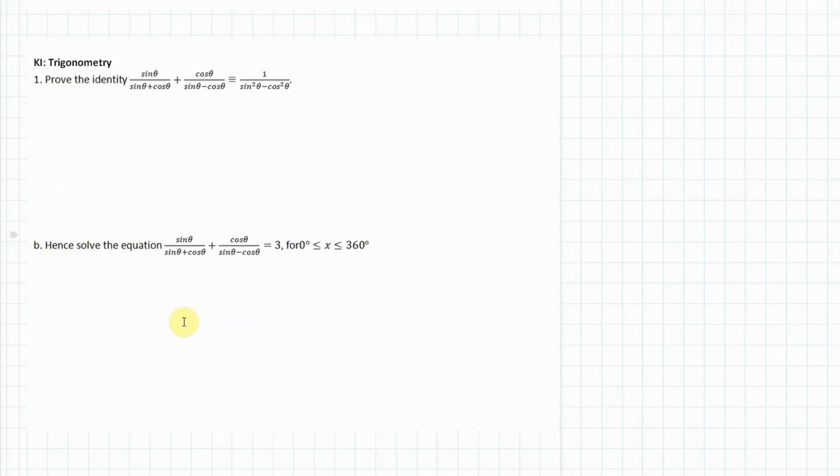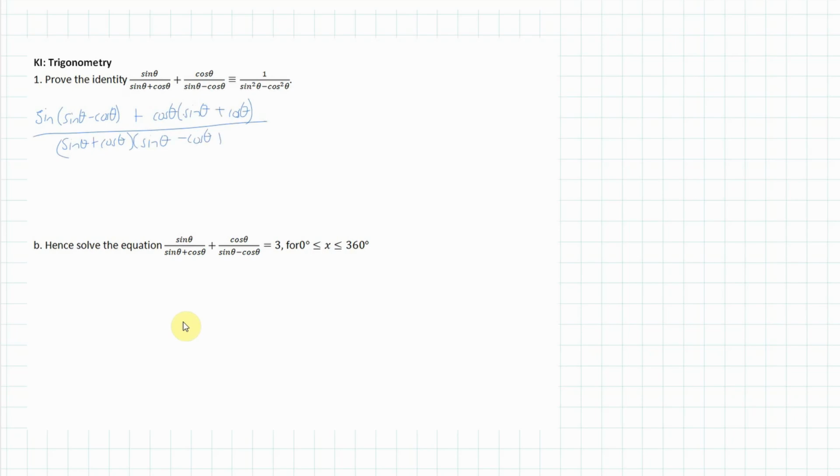Okay, so we've got a trigonometry identity question. Let's see how we can go with this. What are we trying to prove here? Okay, right, so we're going to cross multiply. So in the next line, I'm going to have (sin theta minus cos theta) plus cos theta into (sin theta plus cos theta), and then this is all going to be over (sin theta plus cos theta) into (sin theta minus cos theta).